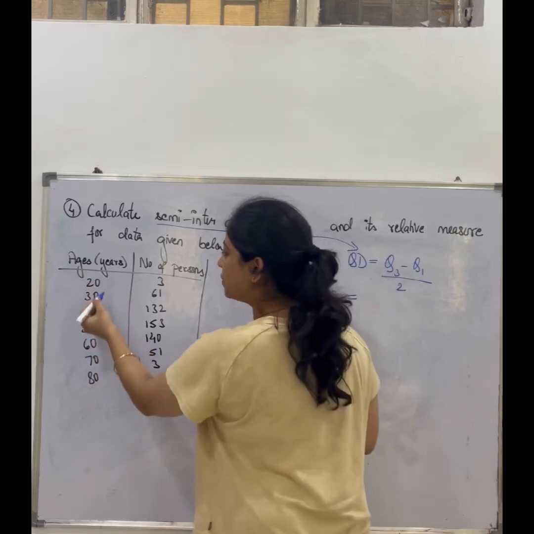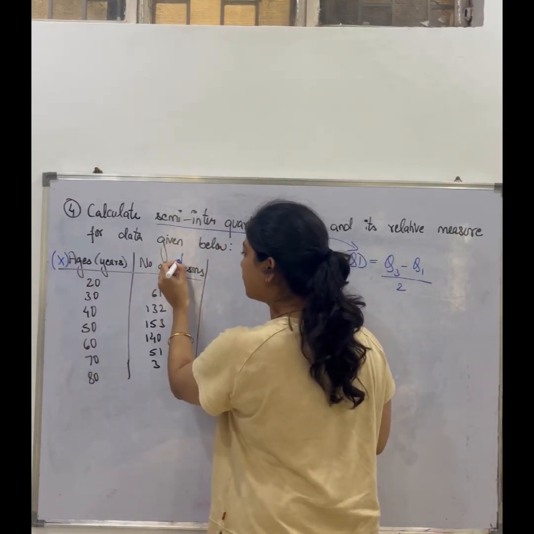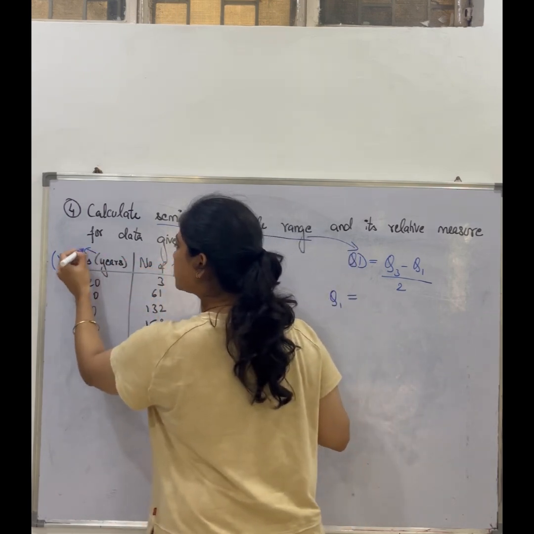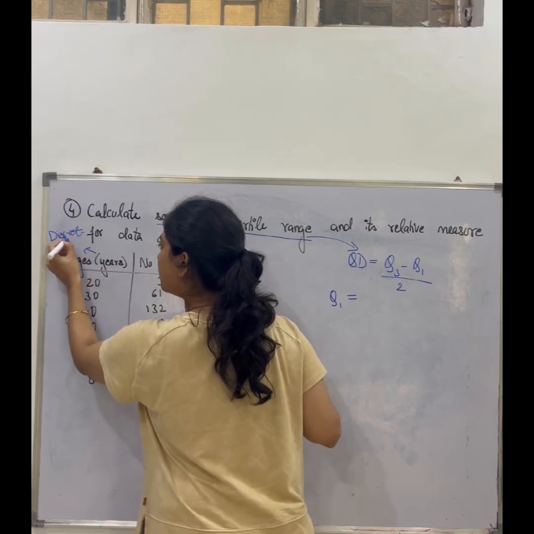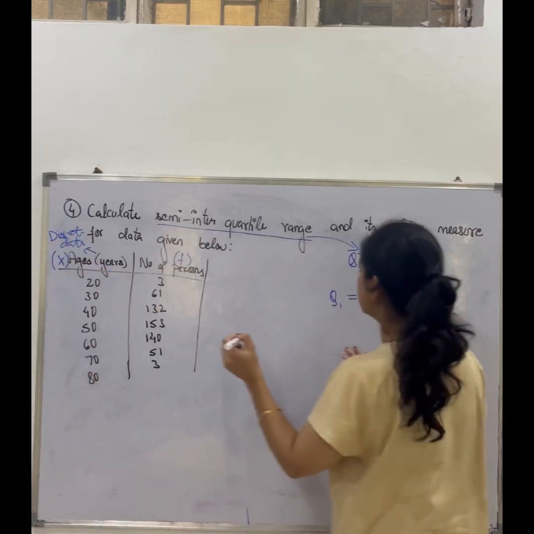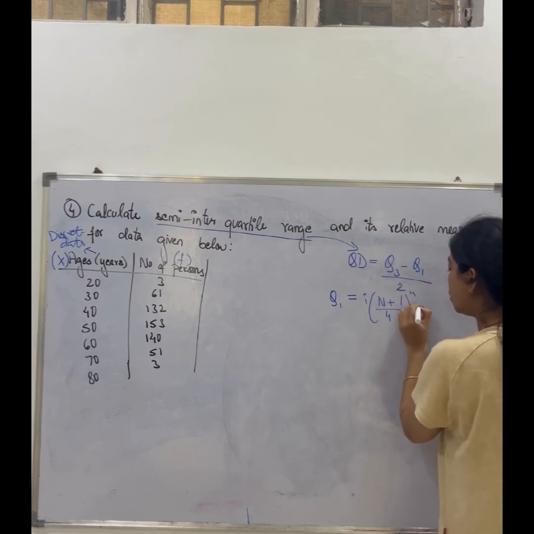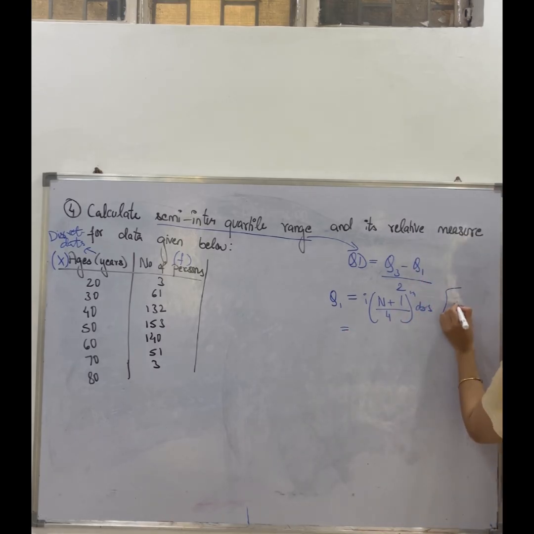Since we have ages X value given to us and we have number of persons frequency given to us, if X is attached along with F, this is called discrete data. Now what is the formula for discrete data? It is nothing but i into (N plus 1) by 4th observation. Now what is your capital N? Capital N is nothing but the sum of frequency.